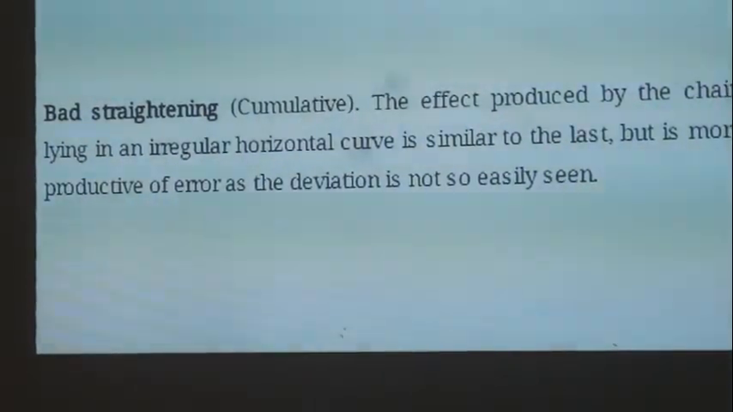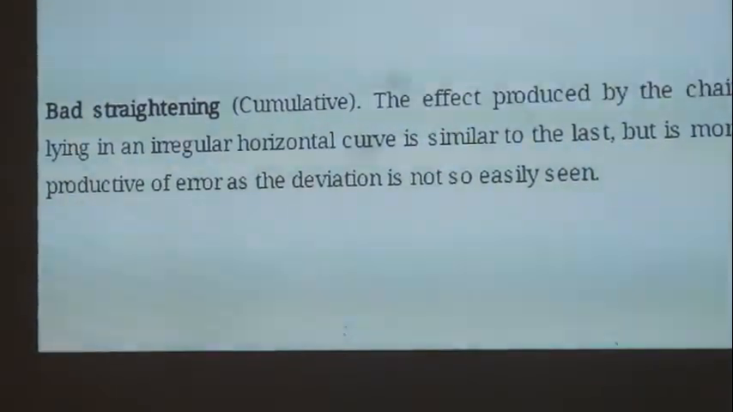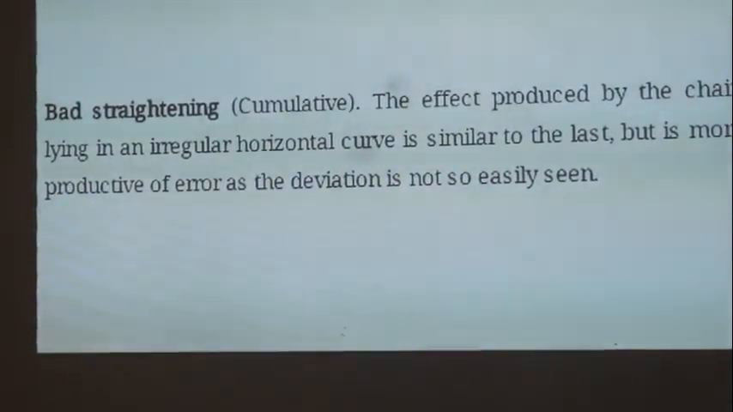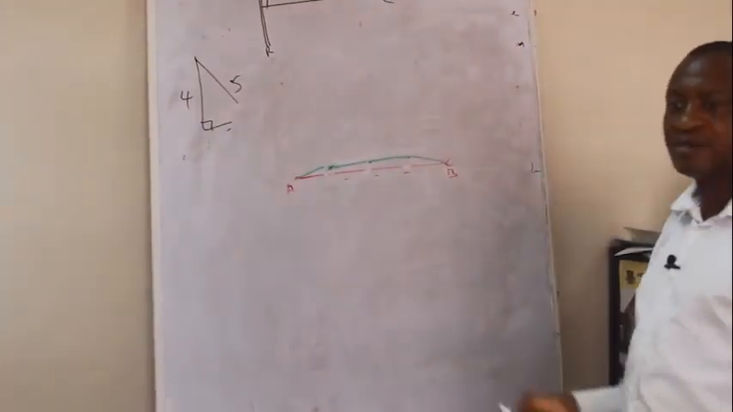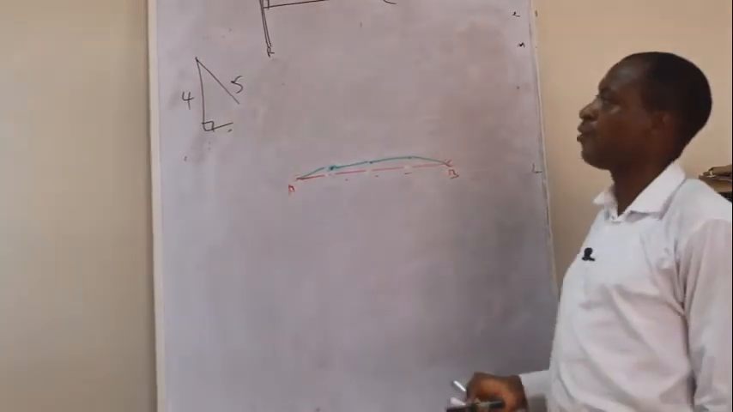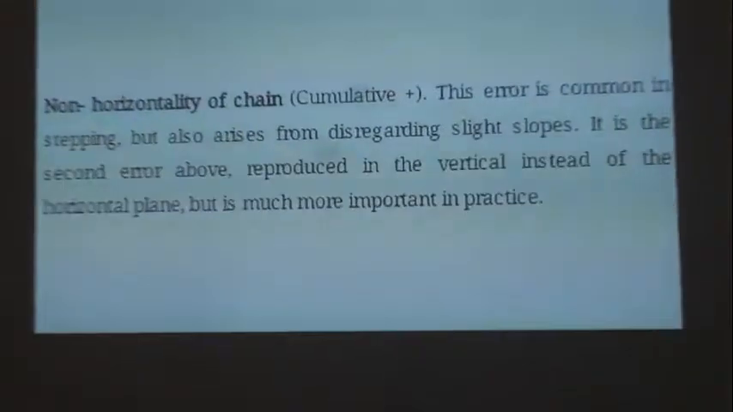Another one is bad straightening, whereby your tape is not straight, it wobbles like that of a snake. An irregular horizontal curve is similar to that. So bad straightening is cumulative. It will be more than what it should be ordinarily.